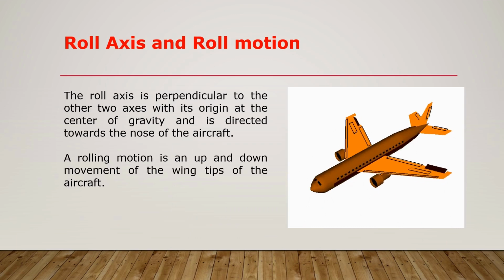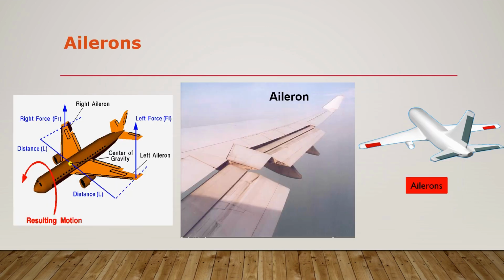Roll axis and roll motion. The roll axis is perpendicular to the other two axes, with its origin at the center of gravity, and it is directed towards the nose of the aircraft. The rolling motion is the up and down movement of the wingtips of the aircraft. You can see here the wing side on both sides. This part is called the ailerons. The ailerons help to change the direction of the aircraft.